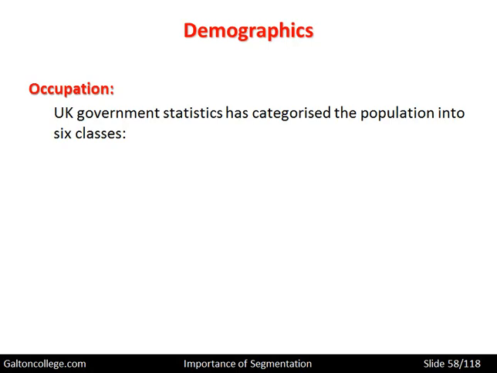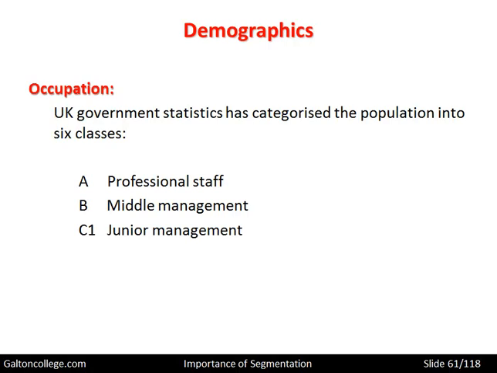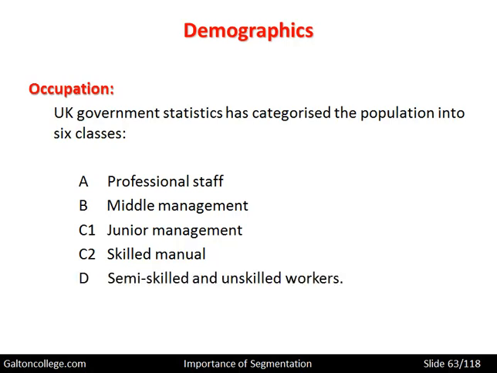Occupation. UK government statistics has categorised the population into 6 classes. We have, first of all, A, the professional, B, middle management, C1, as it's called, junior management, C2, skilled manual workers. These are manual workers, work with their hands, but they've got a high degree of skill. D, semi-skilled and unskilled workers. And E, those who are dependent on the state, who are dependent on welfare payments. So we have different classifications here. We've got a 6-fold classification under UK statistics of the type of people that are possible within occupations.